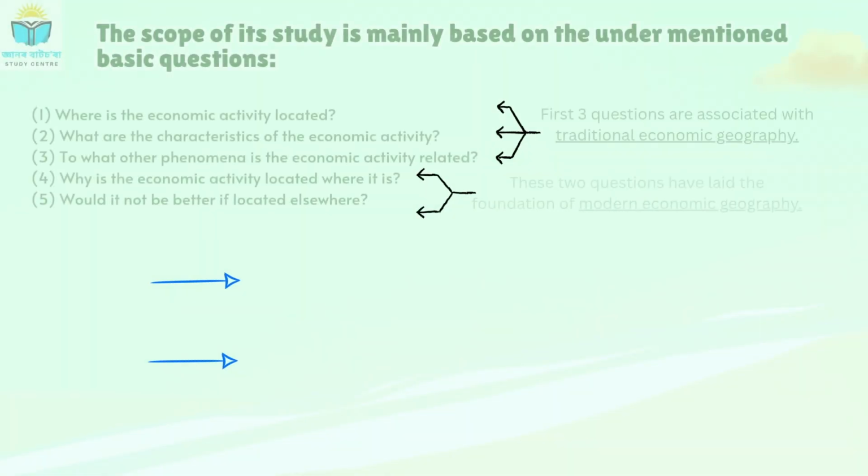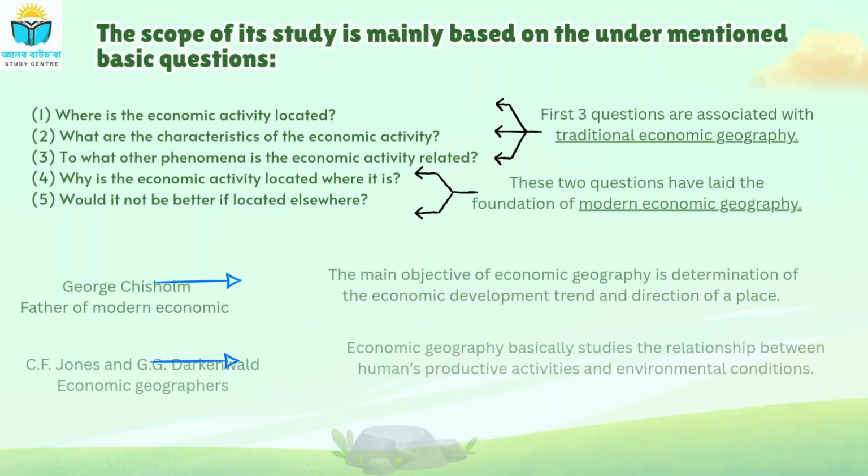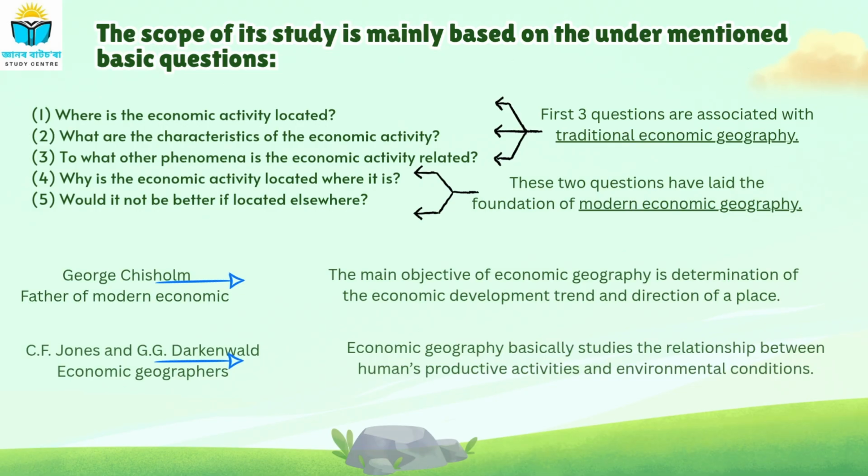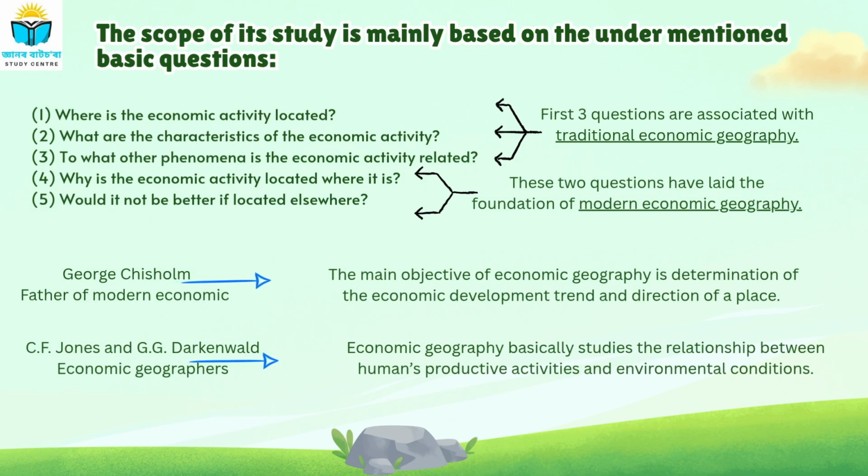The scope of economic geography is mainly based on five key questions. First, where is the economic activity located? Second, what are the characteristics of economic activity? Third, to what other phenomena is the economic activity related? Fourth, why is the economic activity located where it is? And the fifth, would it not be better if located elsewhere?